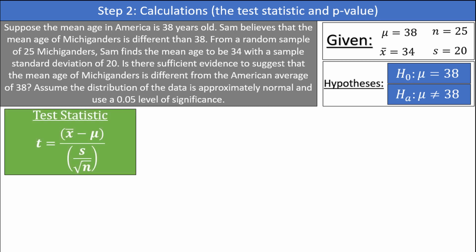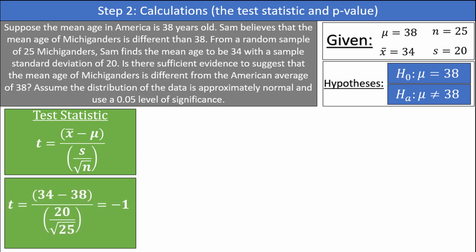The test statistic can be found by this formula, which we looked at earlier. X bar minus mu divided by s over the square root of n. Plugging into the formula, we have 34 minus 38 divided by 20 over the square root of 25. I've included parentheses in the formula to hopefully stop you from making a calculator input mistake. If you type this into your calculator exactly how you see it here with the parentheses, you should get -1 as the test statistic.